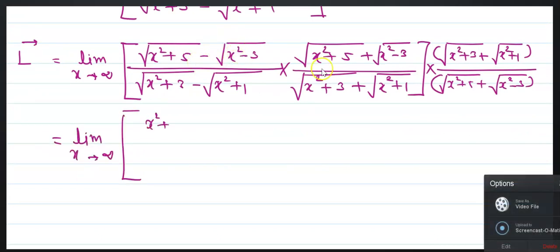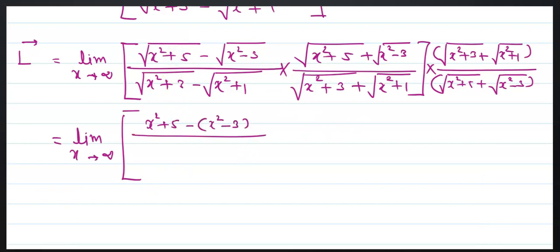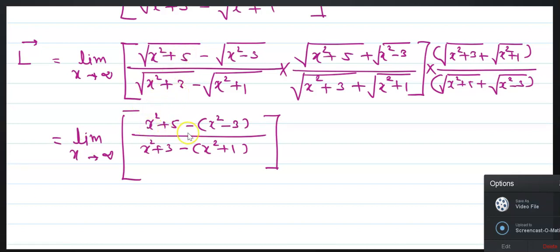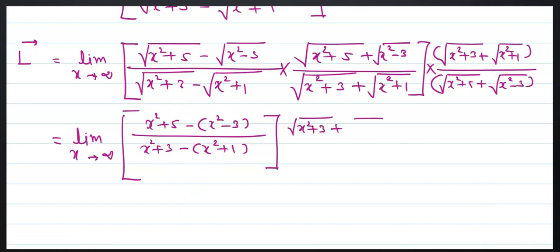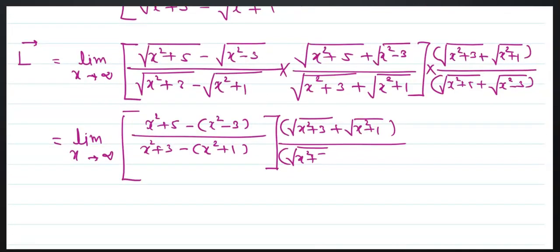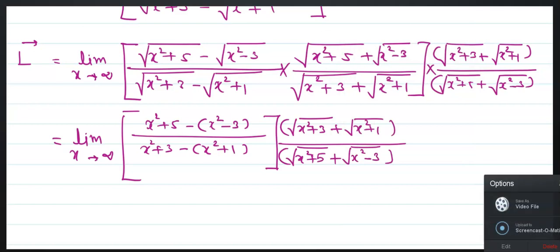Now you can see this is a minus b into a plus b, that is a square minus b square, and the denominator is also the same thing. So the radical signs get cancelled: x square plus 5 minus bracket x square minus 3, and to the denominator x square plus 3 minus bracket x square plus 1, into root of x square plus 3 plus root of x square plus 1 upon root of x square plus 5 plus root of x square minus 3.